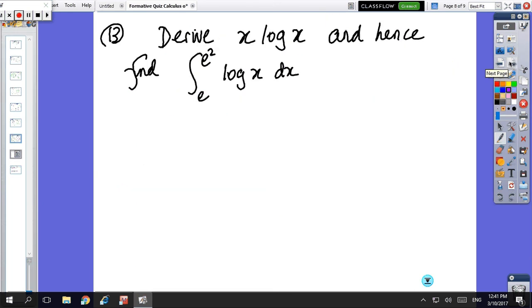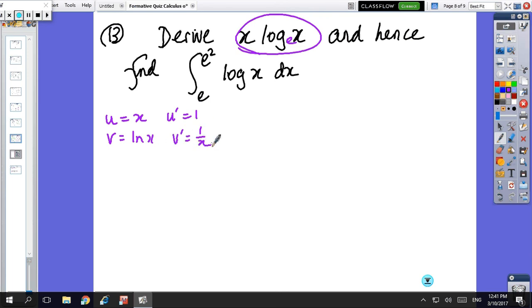Okay, so one of these ones, again, you've had plenty of practice where you derive something and then hence find something else. So can you have a go at that? Don't forget, you've got to use one of the rules. Okay, we're back. It's a product we have to do. I forgot to put the e there. Sorry. B dash is 1 on x.